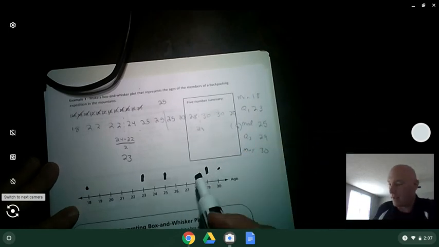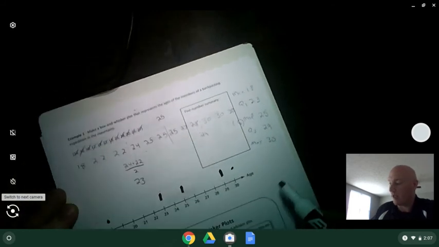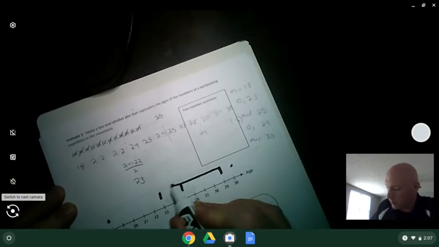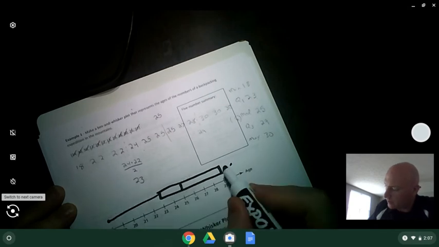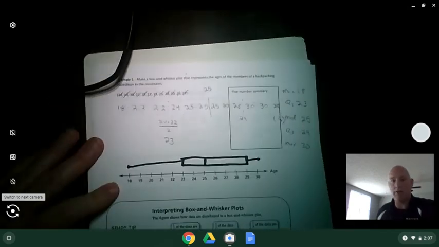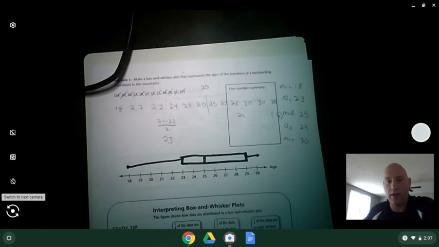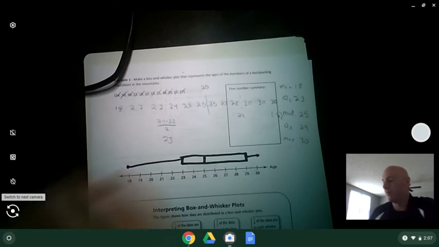So your min and max are dots. All the other ones are lines. Now, just make a box and connect to the whiskers. Then you have your box and whisker plot. Okay.